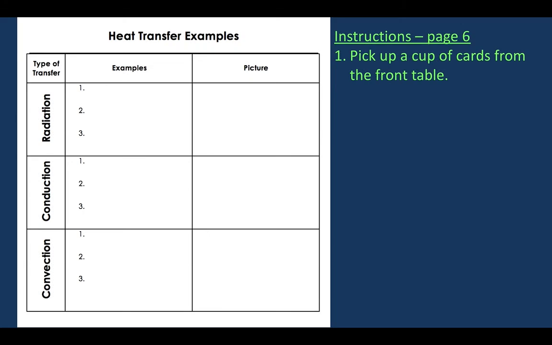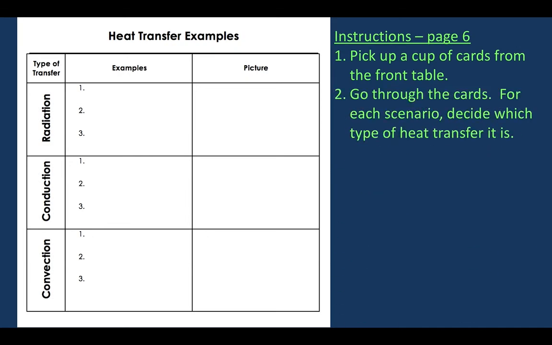So now you're going to go over to page 6, and there's a quick review activity for you to do. So here's the instructions. You're going to go up to the front of the room, and there is a stack of cups that have some little cards in them. You need one of those cups with cards in them and bring them back to your spot. You're going to go through the cards one at a time, and for each one of the scenarios, you're going to want to decide which type of heat transfer it is. Then write that example in the example column, so you can see that you will ultimately have 3 examples for each.